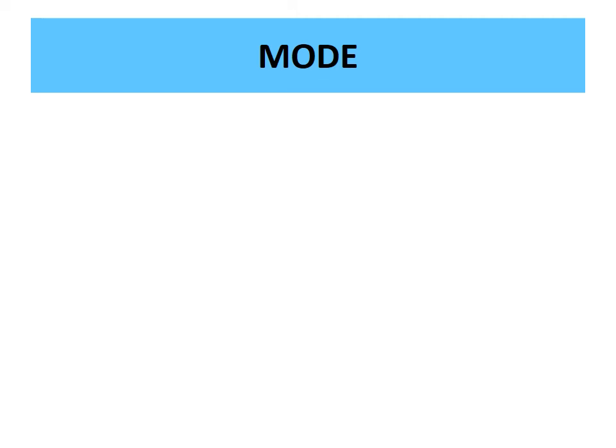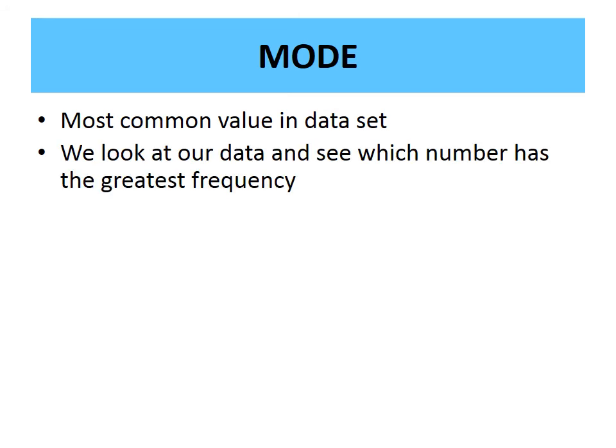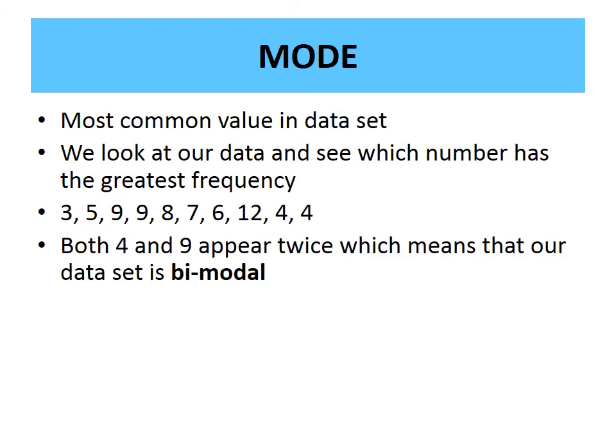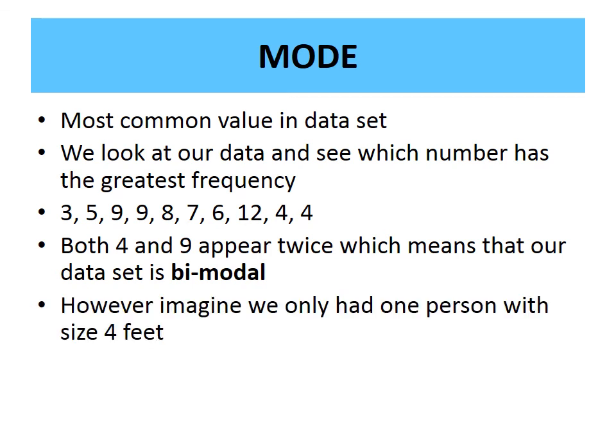And lastly, our last measure of central tendency is the mode. Now, the mode is the most common value in a data set. So what we have to do is look at our data and see which number has the greatest frequency. So if we look at our data set, we can see that both 4 and 9 appear twice, which means that our data set is bimodal. Essentially, it has two modes.